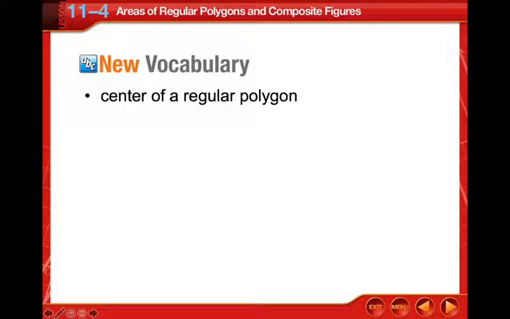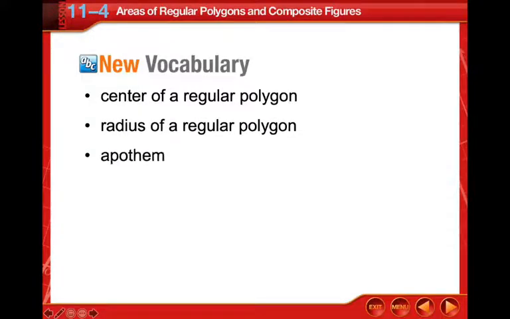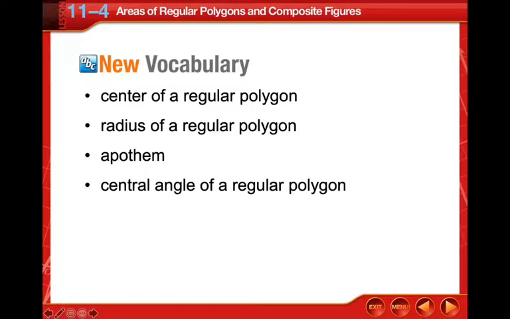So things we're going to see today: center of a regular polygon, radius of a regular polygon, apothem, central angle of a regular polygon. So central angle is similar here as it is to a circle. It's just with going to vertices instead of the edges of the circle. Radius, same idea as well. It's just one of the legs of the central angle, and then center of a regular polygon is just the middle. The apothem goes from the center to the middle of the edge of the polygon, and it is perpendicular to that edge as well.